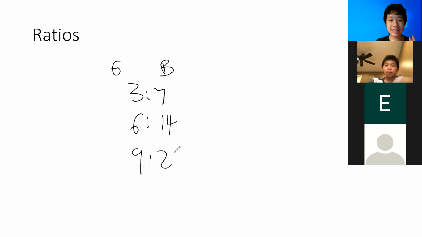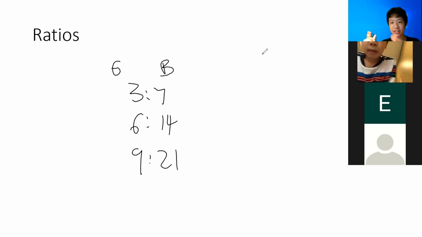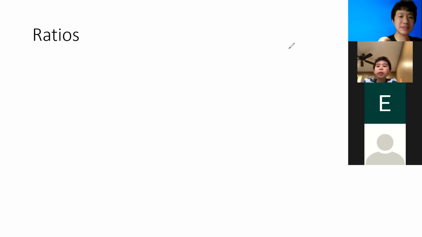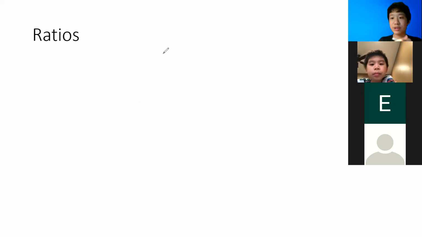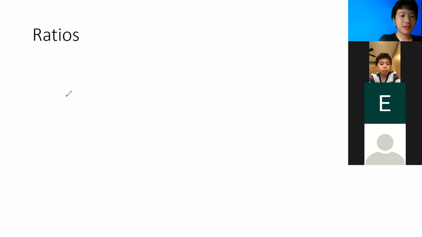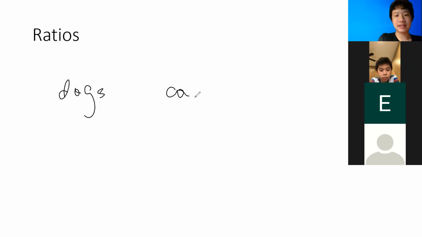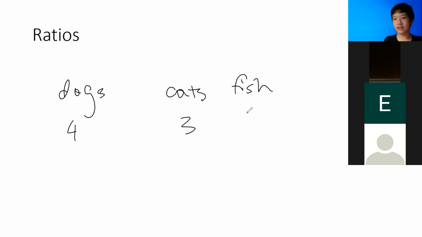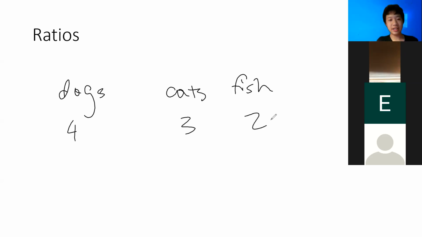So ratios don't tell us exactly how many are in each group, but they compare these two groups and tell us how much they have relative to one another. And also, ratios don't need to be between 2 items. They can be between 3 or more. So I could say the ratio of, in a pet store, dogs to cats to fish could be 4 to 3 to 2, right? So we would just write 4 to 3 to 2. This means that for every 4 dogs, there are going to be 3 cats and 2 fish as well, okay?